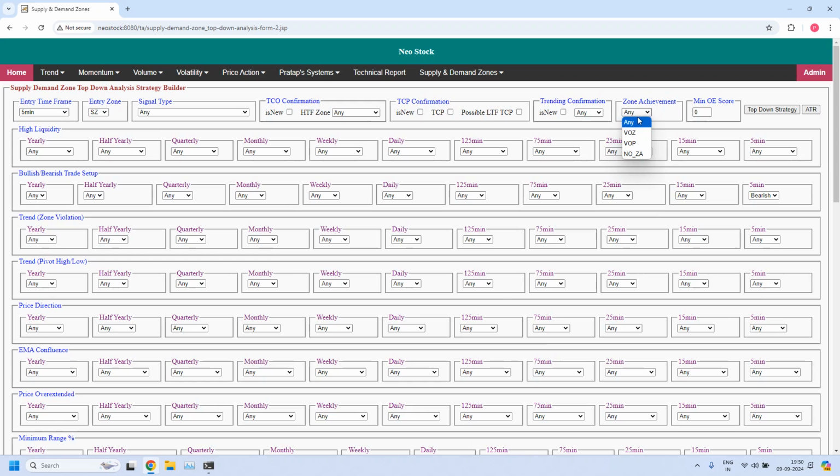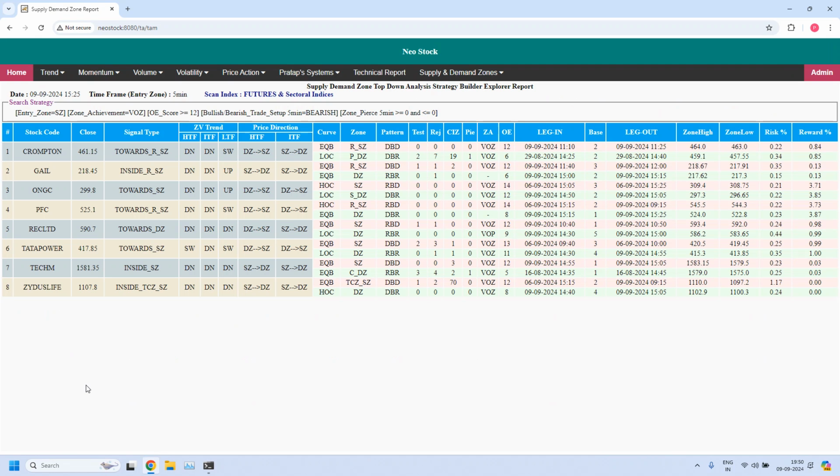Zone achievement is violated opposing zone. Minimum odd enhancer score is 12. All the 3 filters are applied to 5-minute supply zone. So 8 stocks are filtered. All these 8 stocks are currently supporting bearish trade setup for hourly income trade. If any of these stocks are having confluence with the ITF time frame, it is a high probability setup.